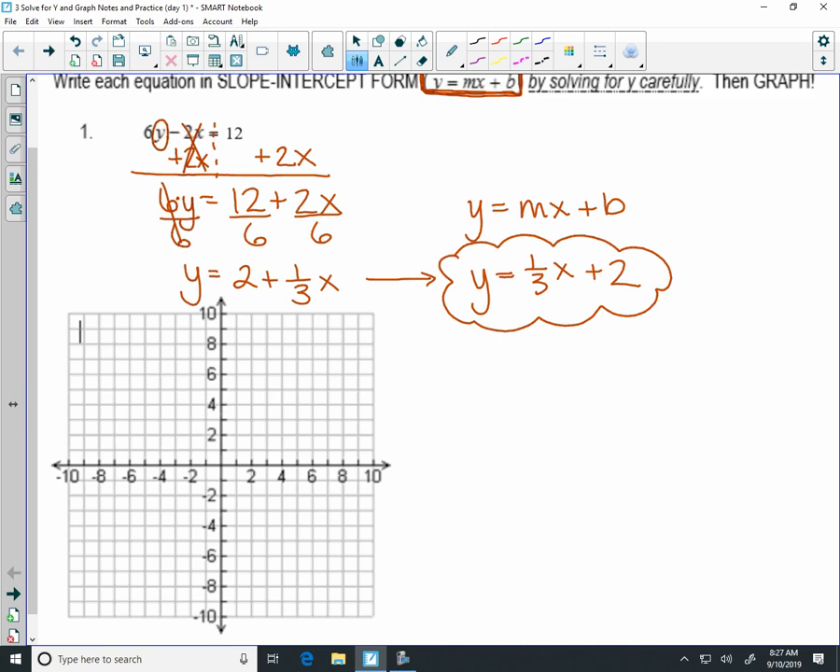Now we can graph. The worst thing you can do on these is go up here and be like, oh, the y-intercept is 12 and the slope is negative 2. That is not even close to what we've got going on here. Okay?